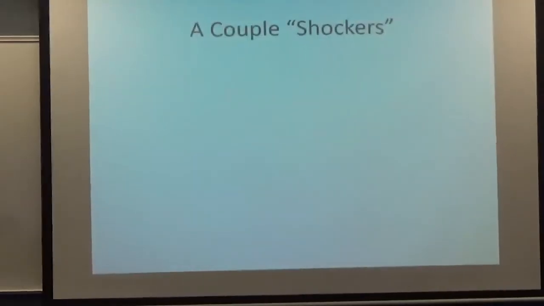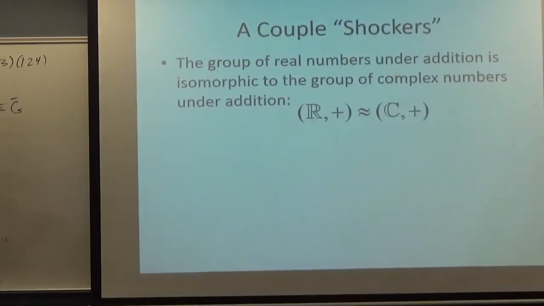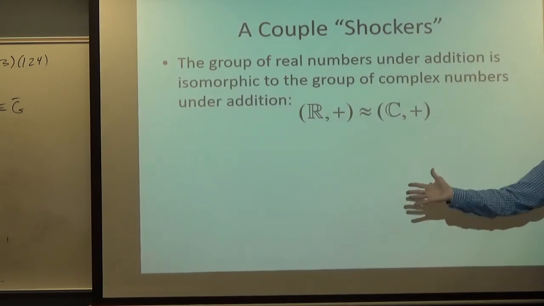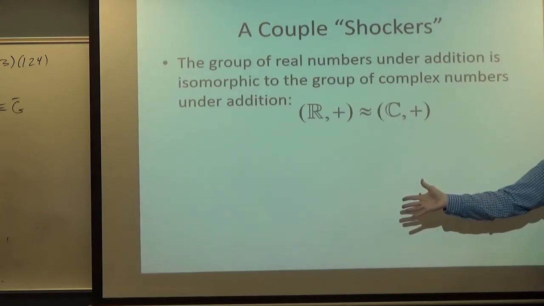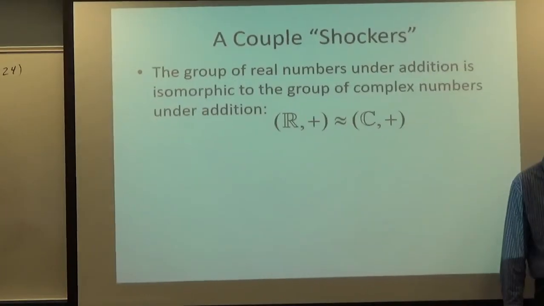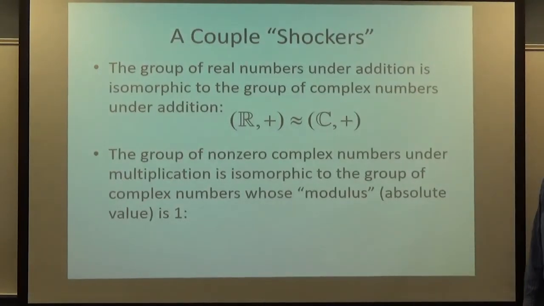You would not expect this. Turns out the real numbers under addition are isomorphic to the complex numbers under addition. What? How can that possibly be? The real line and the complex plane isomorphic as groups under addition? It's kind of a shock. And the textbook author mentions that it's pretty hard to prove, actually. You need some advanced techniques.